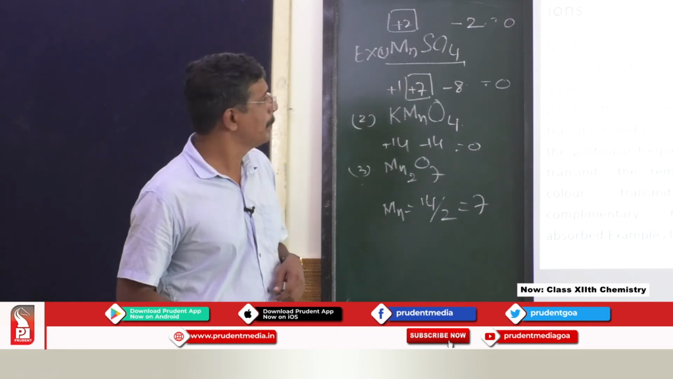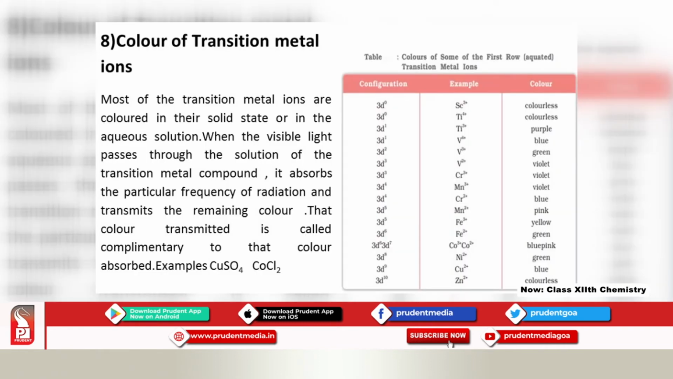Next is the color of transition metals. Transition metals are known for their color in the solid state, molten state, or in aqueous form. Let us see how they are. We are given some 3D examples. Scandium in +3 state is colorless, and titanium in +4 state is colorless, and titanium in +3 state is purple in color, and vanadium is blue in color. All of them show color.